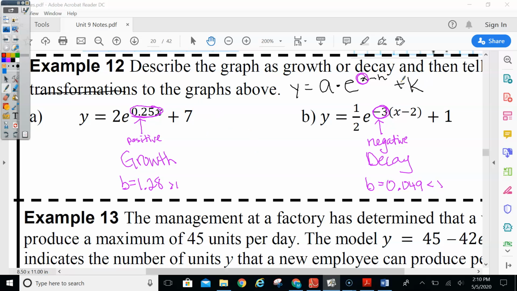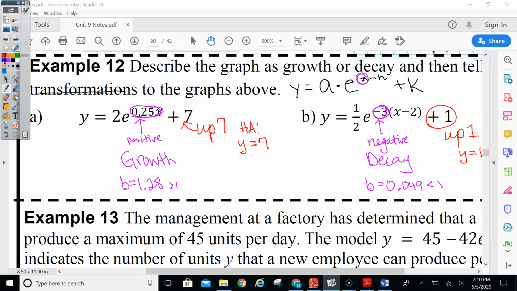So the k value is the number added on the outside, so this is k, which tells me my shift up and down. So this makes it go up 7. This makes it go up 1. These numbers also give me my horizontal asymptote. So the horizontal asymptote would be y equals 7 here, y equals 1 there. It's not asking for that, but from what we did last week, it's the same thing.